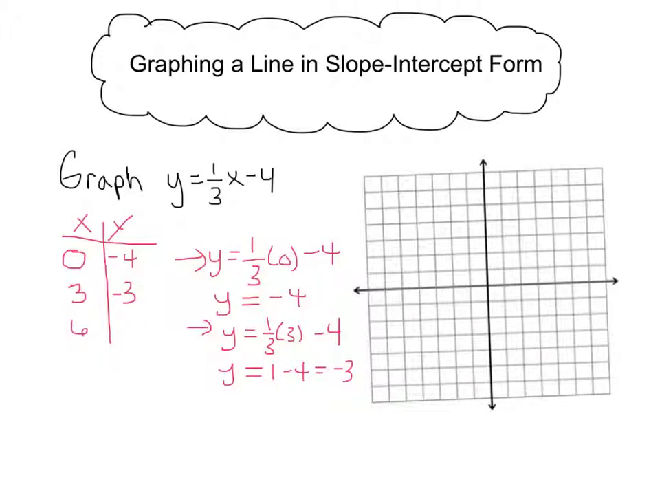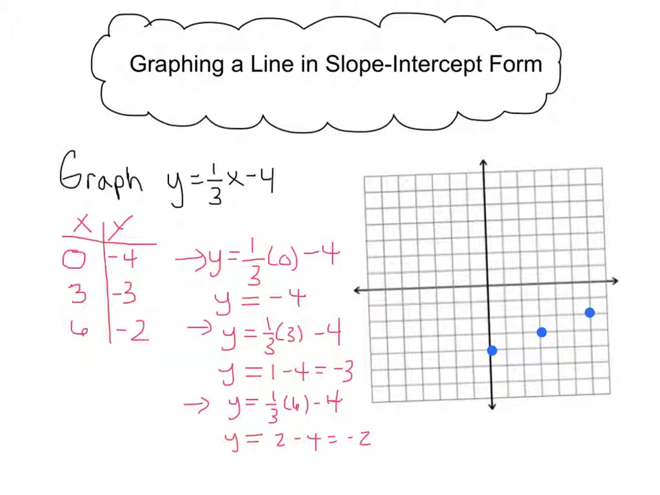And another good choice for x would be 6. So when x is 6, then we get that y equals 1/3 times 6 minus 4, which is equal to 1/3 times 6, which is the same as 6 divided by 3, and that's a 2, minus a 4, which is a -2. And so watch what happens when we graph these points. So 0, -4 would be here. 3, -3 would be here. And 6, -2 would be here.